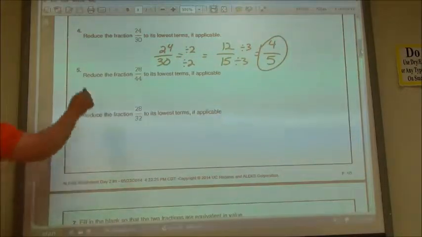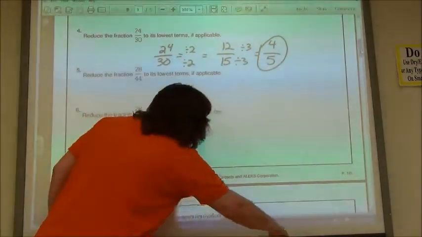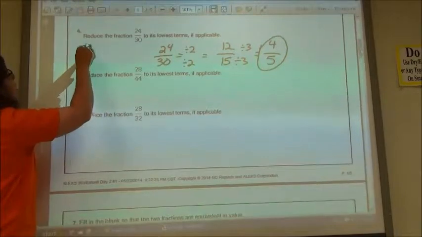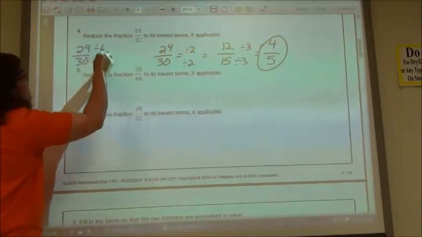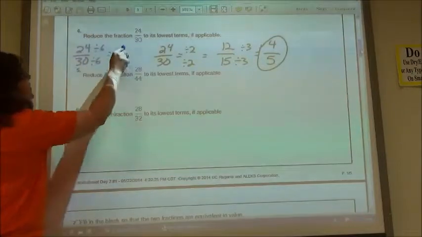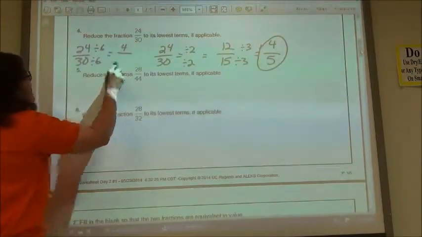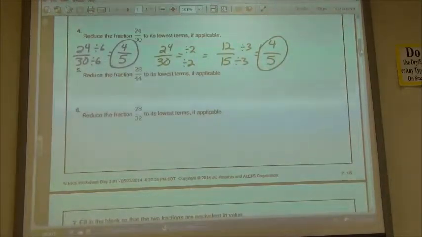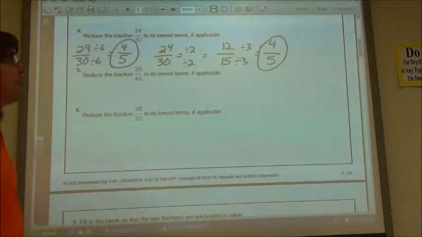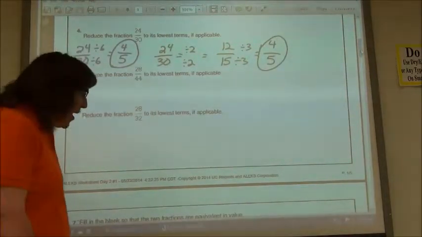Now I could have gotten to that a lot more quickly if I would have recognized right away that both of those happen to be divisible by 6. 24 divided by 6 is 4, 30 divided by 6 is 5. So if I can find a bigger factor that I can divide it by, I can go a little faster, but as long as I keep checking until I don't have any factors other than 1 that divide into both, I should be okay.